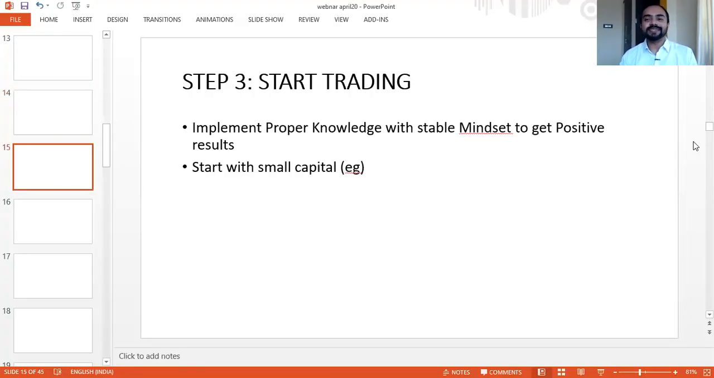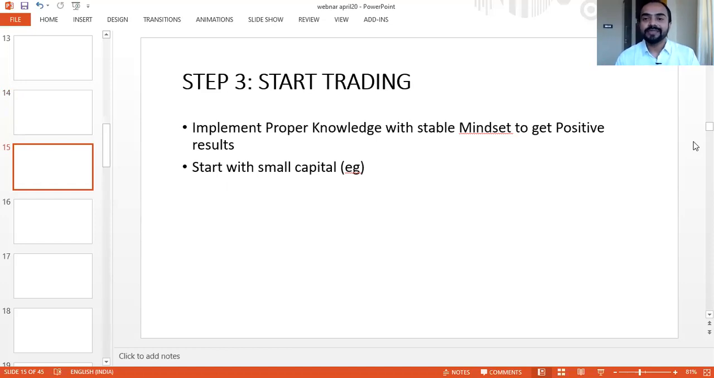Okay, so the next logical step is start trading. This is the 3rd step: start trading. Implement the proper knowledge with a stable mindset to get positive results. I will repeat. Implement the proper knowledge which you have got with a stable mindset to get positive results.